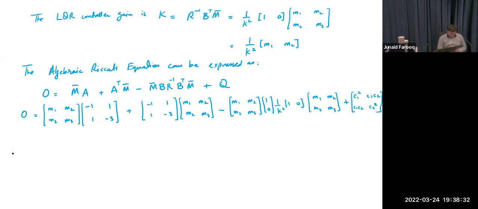Okay, so further simplifying will give us the following. So we get [M2 minus M1, M1 minus 3M2; M3 minus M2, M2 minus 3M3], plus [M2 minus M1, M3 minus M2].